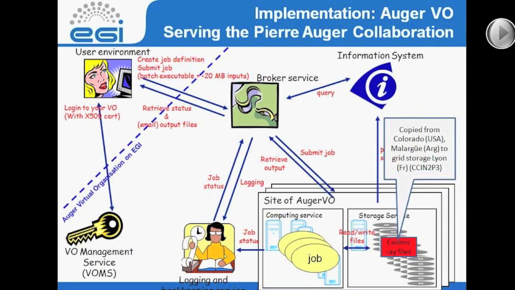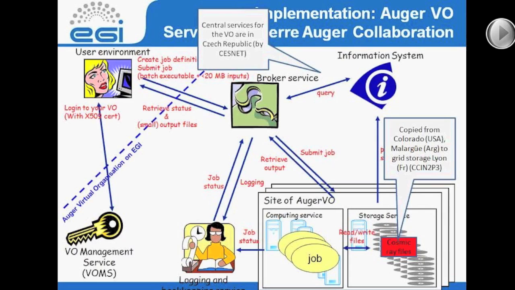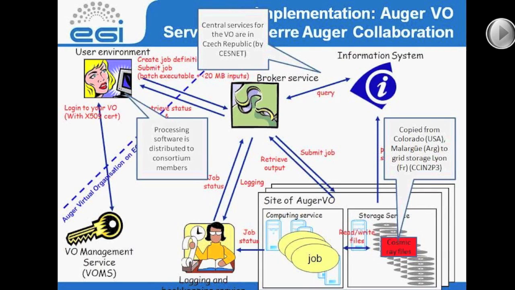And to show a particular example of how this use case is applied, I took an example from the Pierre Auger collaboration, which is an astronomical collaboration that deals with data generated at two observatories, one in the US and one in Argentina. These two large sites are producing data that is transferred to a French storage service at CCIN2P3. This French storage service stores the cosmic ray files. The central information service, VO management services, and central logging and bookkeeping services are provided for this virtual organization, the Auger virtual organization, by a Czech partner.